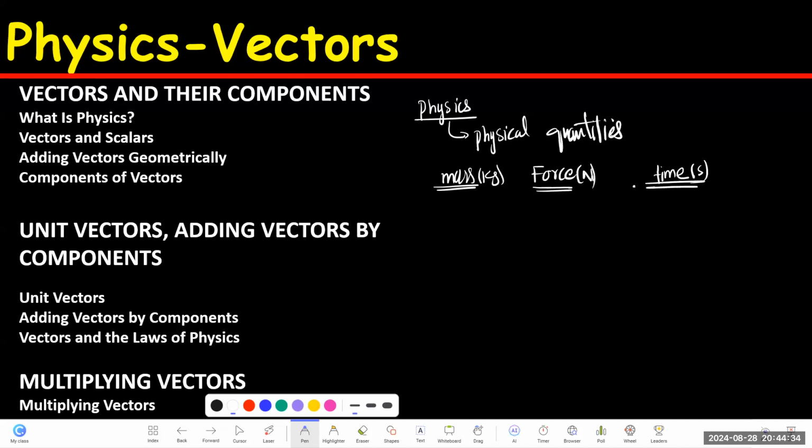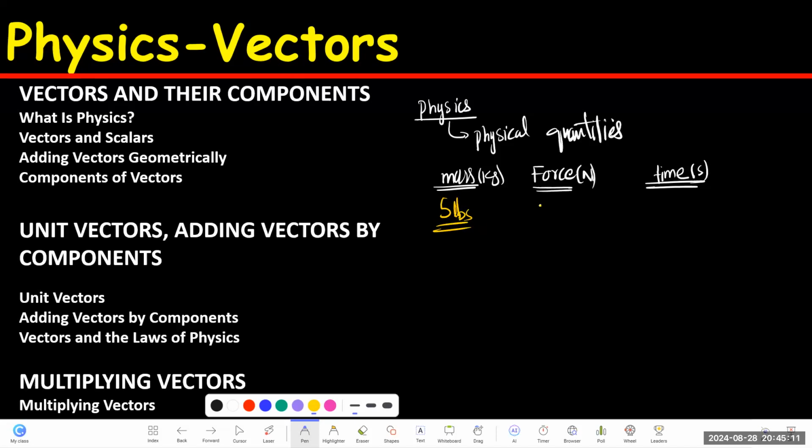Okay. Now, physical quantities have two types. Number one, a physical quantity that can be defined or measured by just a number, just a magnitude. Just like somebody asking you to buy 5 pounds of bananas, they do not have to tell you anything else. 5 pounds of bananas, okay, or 5 kilograms of bananas.